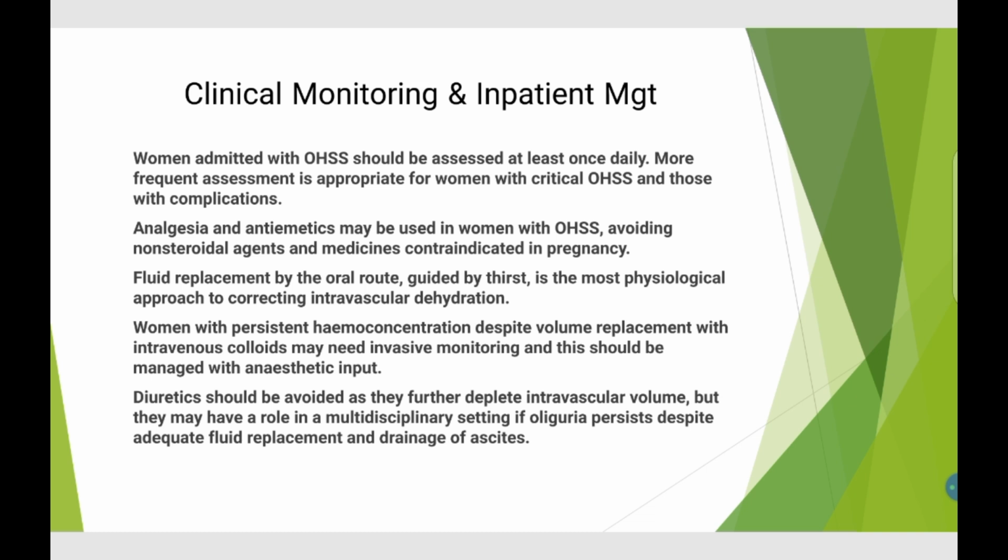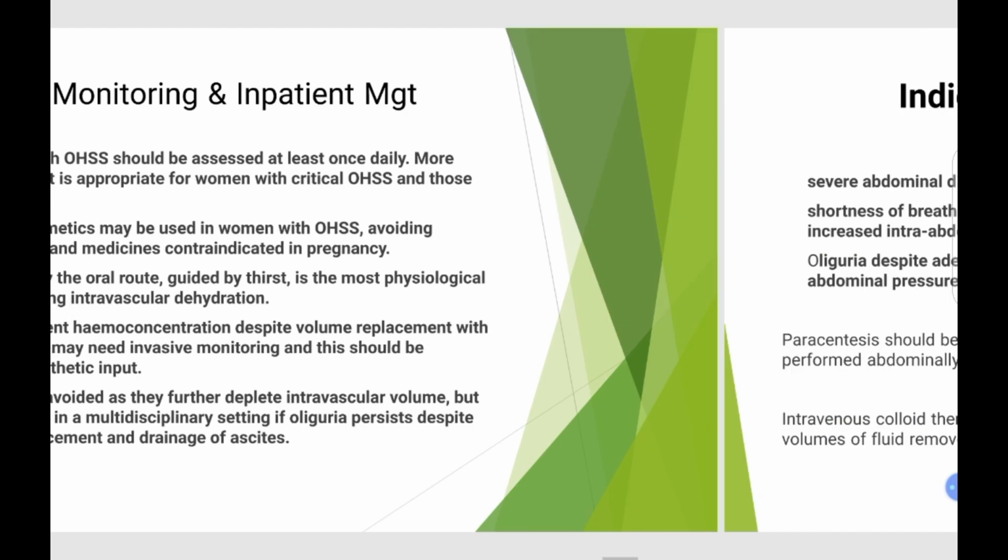Women with persistent hemoconcentration, despite volume replacement with IV colloids, may need invasive monitoring, and this should be managed with anesthetic input. Diuretics should be avoided as they further cause depletion of intravascular volume, but they may have a role in a multidisciplinary setting if oliguria persists despite adequate fluid replacement and drainage of the ascites. So per se, diuretics are to be avoided primarily. However, in a multidisciplinary setting, they can be used under certain conditions where there is persistent oliguria in spite of adequate fluid replacement and drainage of the ascites.